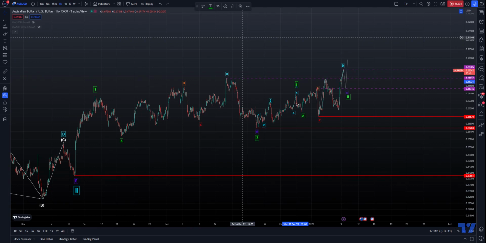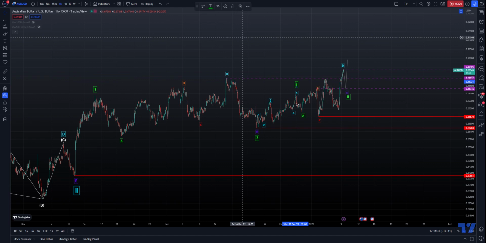Hi, this is Michael, and once again, we're looking at the Aussie dollar chart. I need to remind you, this is not Elliott Wave that I use, it's AriasWave. That's the methodology I created over 5 years ago. Basically, we have confirmation of 69 cents.